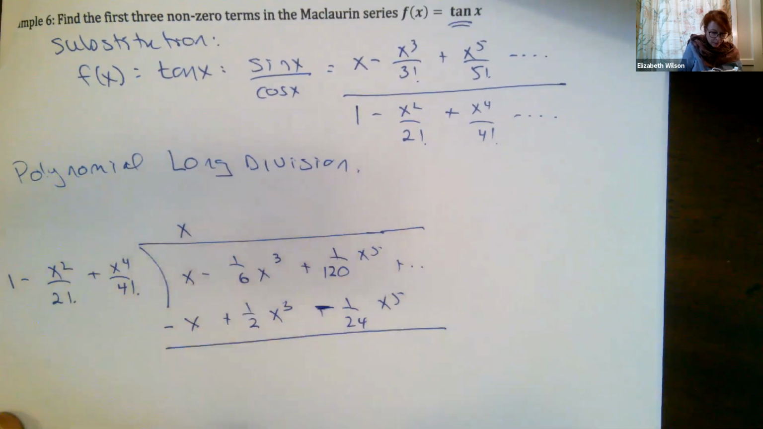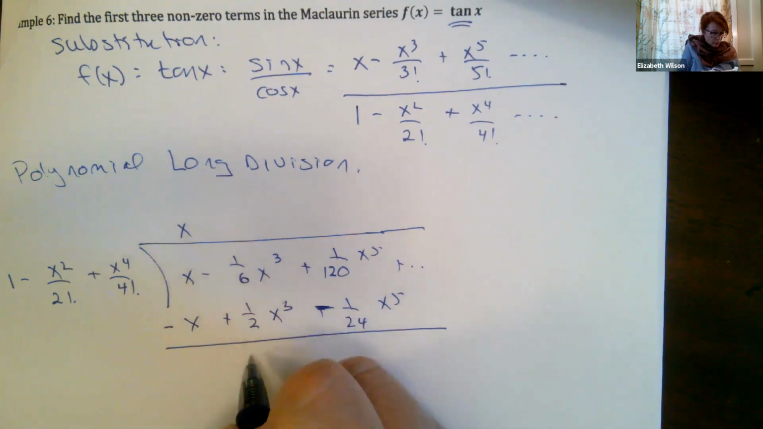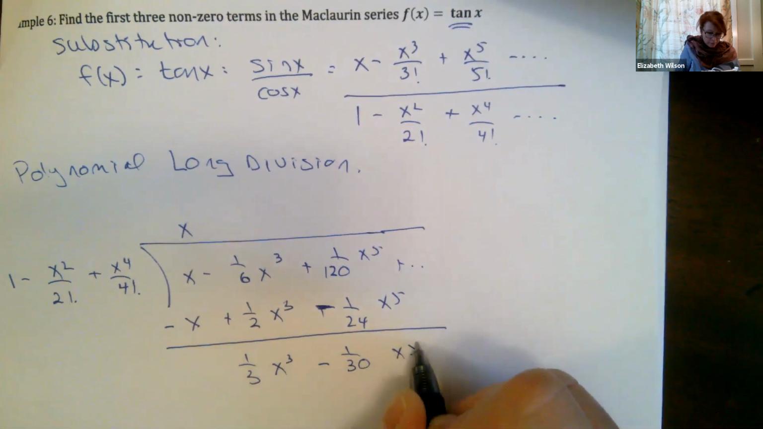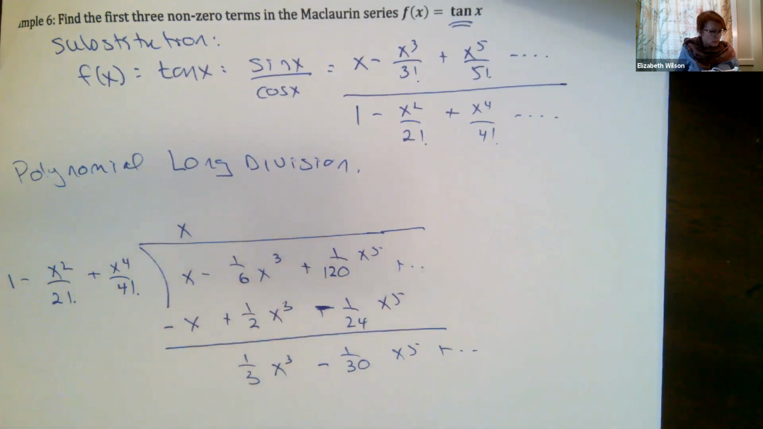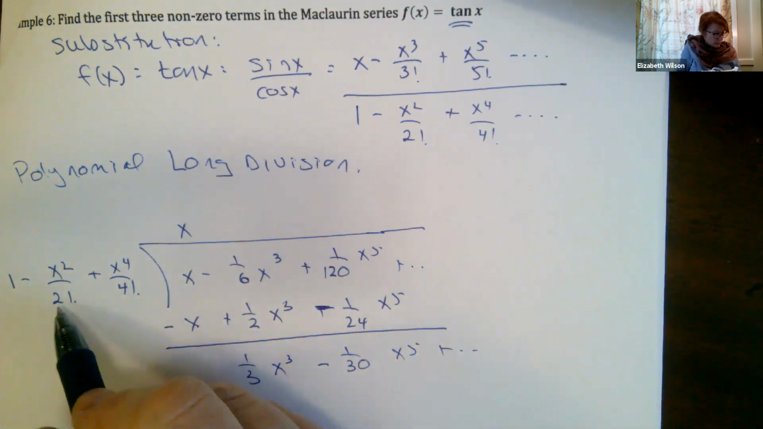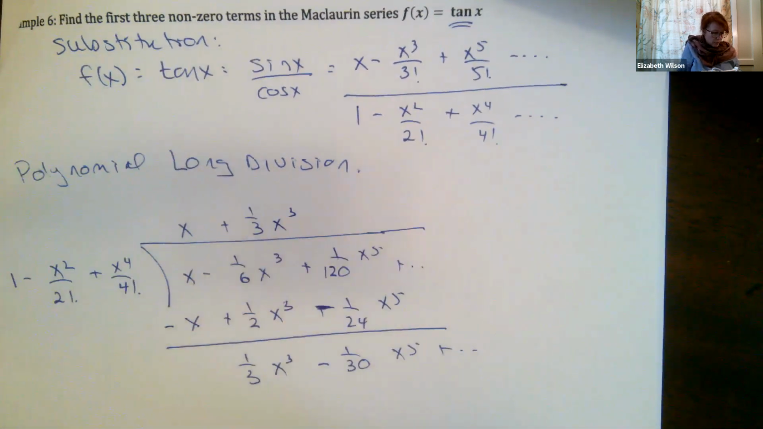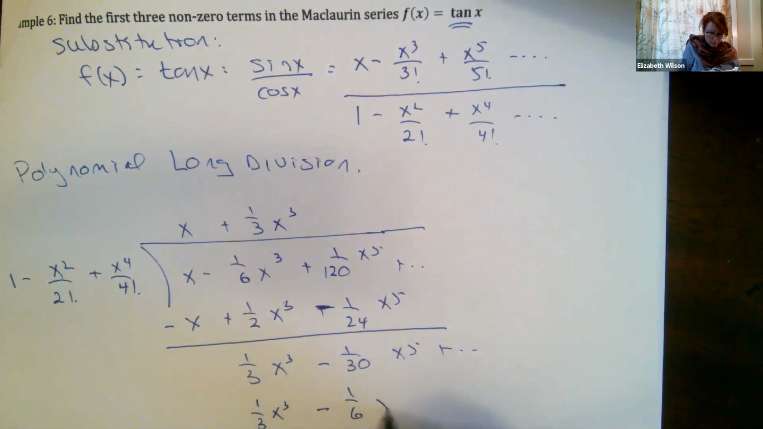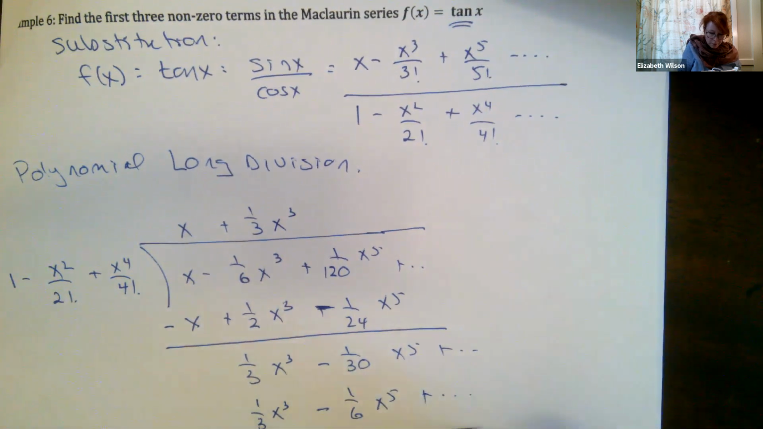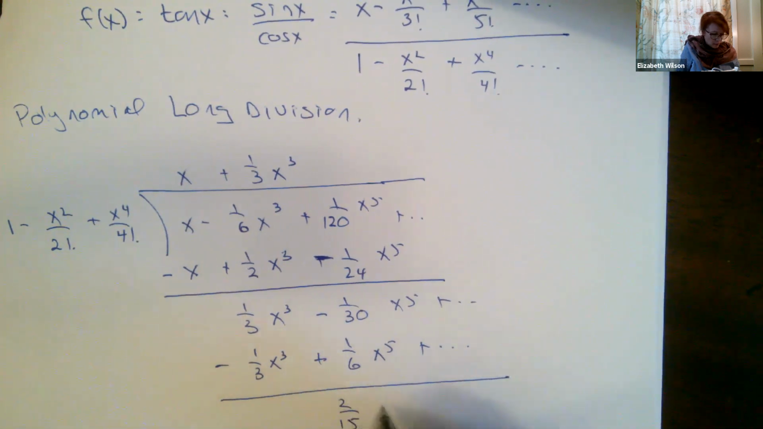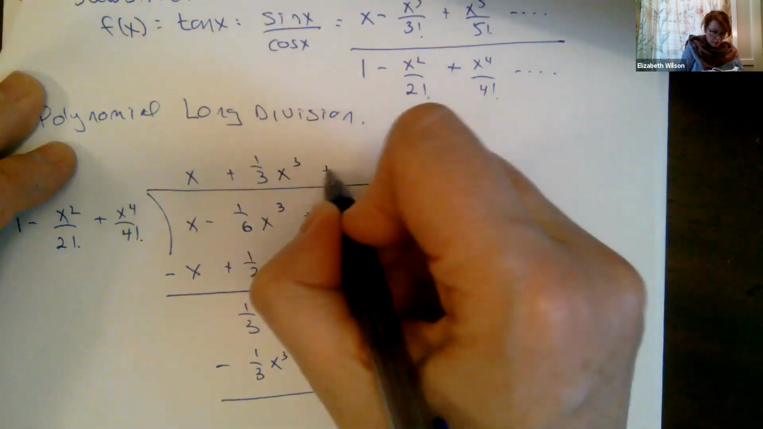And I'm going to add, which is these are going to cancel. And I'm going to be left with 1/3 x cubed minus 1/30 x to the 5th, and so forth. Now I'm going to divide this into here, and I'm going to get 1/3 x cubed. So I'm going to multiply through, and so on and so forth. Flip the signs, and I'm going to add. And then I'm going to get 2/15 x to the 5th, and so on. So I can keep going. So this is going to be plus 2/15 x to the 5th.